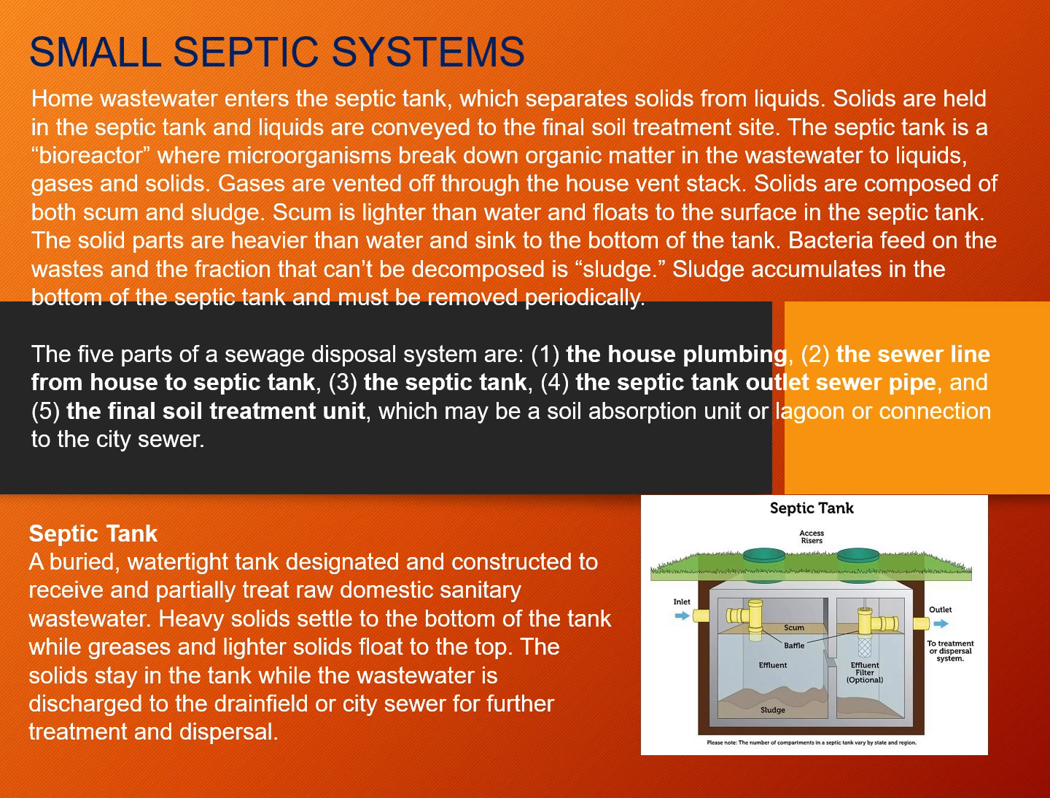The bacteria in the water feed on the waste, and the fraction that can't be decomposed is called sludge. It accumulates at the bottom of the septic tank and must be removed periodically. So the 5 parts of a sewage disposal system are the house plumbing, the sewer line from house to the septic tank, the septic tank, the septic tank outlet sewer pipe, and the final soil treatment unit.